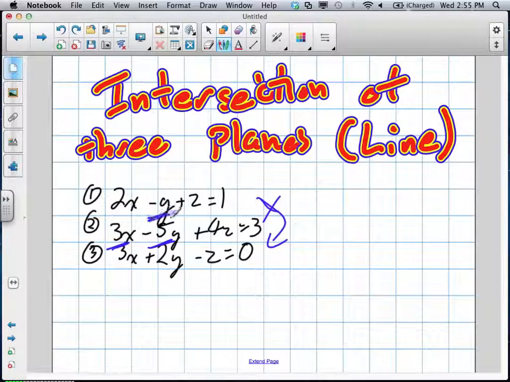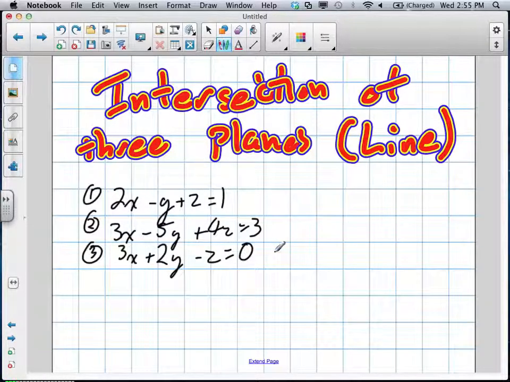Over here, I'd have to multiply by 2. 2 times 2 doesn't give me 3. Not a scalar multiple. And finally, the last one, 3x, 3x, I only have to multiply by 1. No, it doesn't work. So none of these are scalar multiples of the other. So that instantly takes out all of them being coincident planes, or 2 of them being coincident planes.